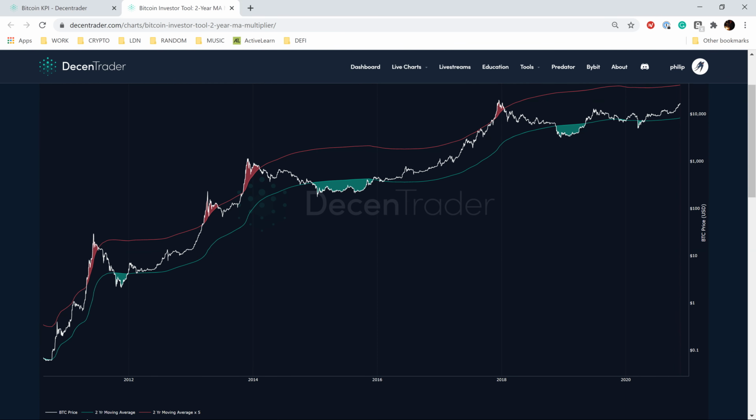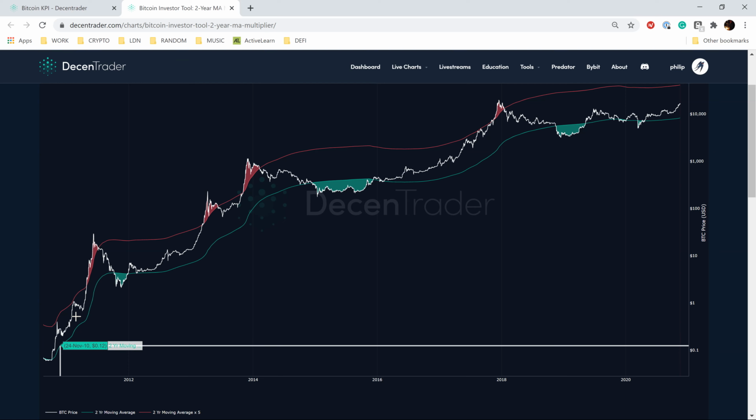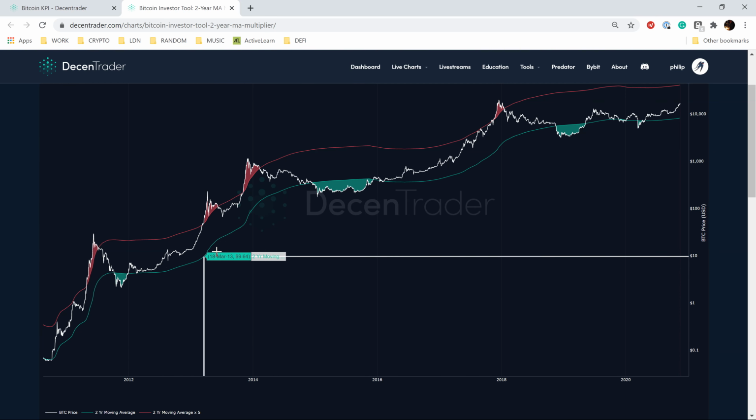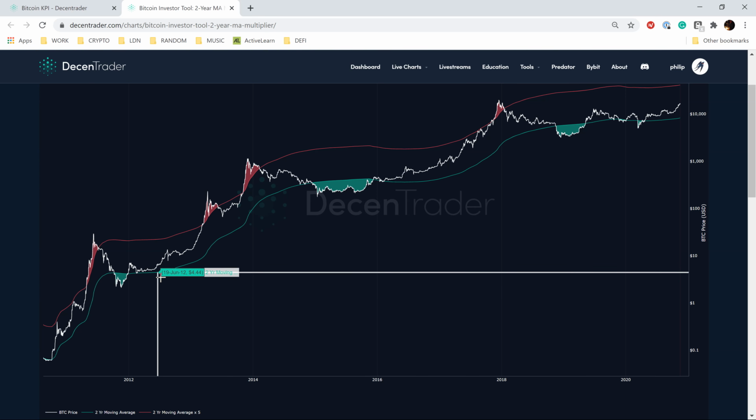So it uses a 2-year moving average, the green line for Bitcoin. That green line you can see there is the 2-year moving average throughout Bitcoin's history. And it uses a ×5 multiple of the values of that 2-year moving average, which is the red line. So the red line values are ×5 the values of the green line, which you can see there.